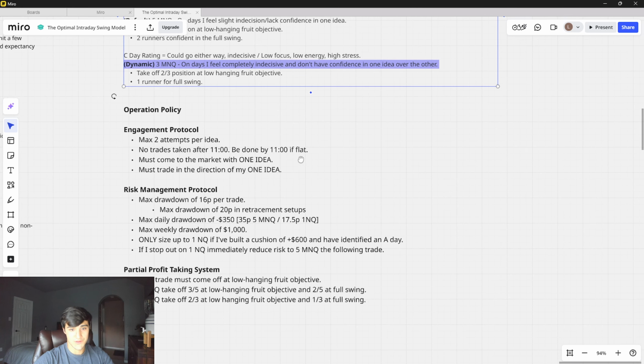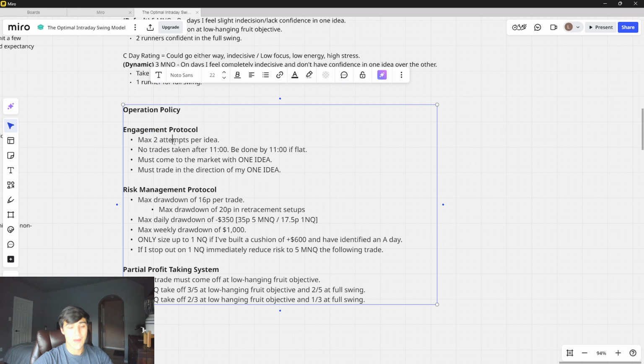And then some rules. My engagement protocol. Max 2 attempts per idea. If I have one idea, if I'm coming into the market and I'm bullish, that means I can only take 2 trades. I can only execute on that idea twice. That's it. I'm not trading at all after 11. I don't do anything good after 11. I'm just going to be focused on the first hour and a half of market open. That's it. If I have no trades taken after 11 o'clock, I'm done.